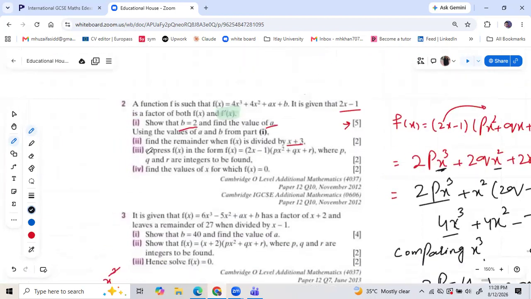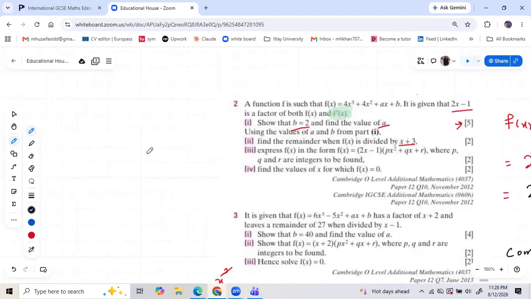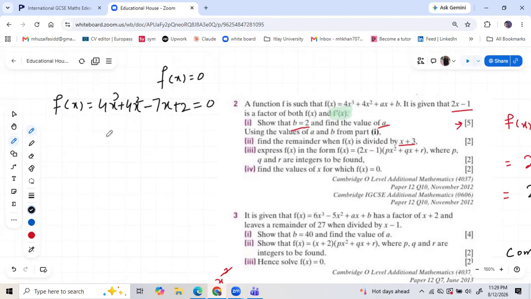Find the values of x for which f of x is equal to 0. So our f of x is equal to 4x cubed plus 4x squared, then the a value is minus 7, so this is minus 7x, and the b value is 2. So f of x is equal to 0. That's why I'm writing equal to 0.